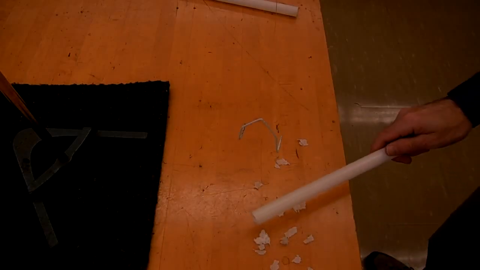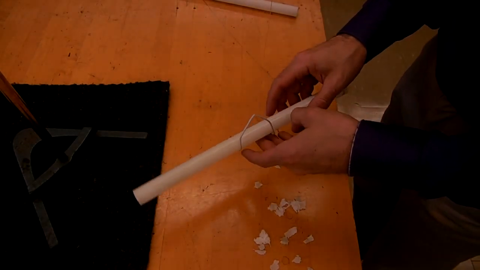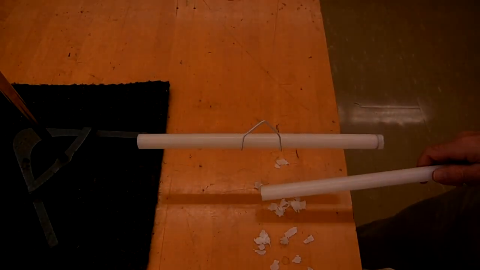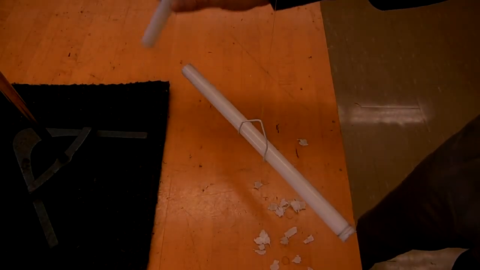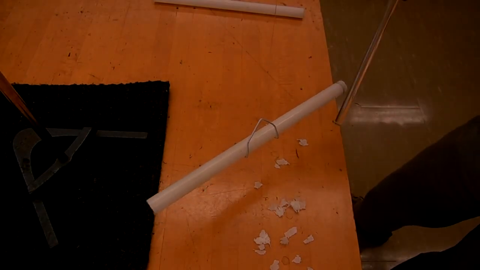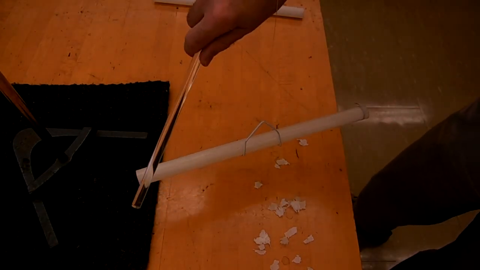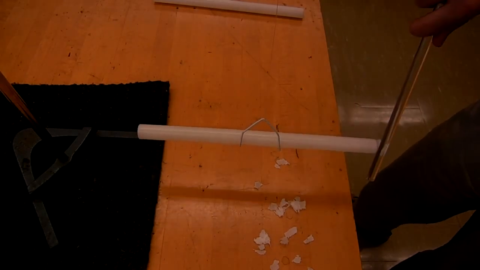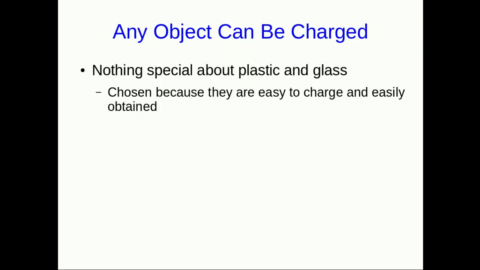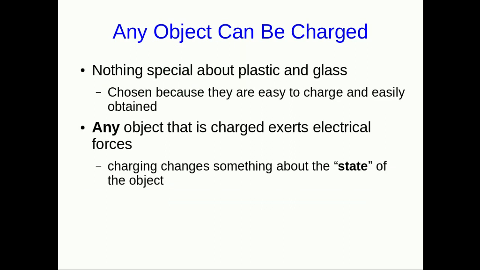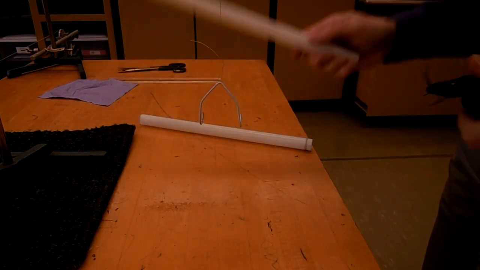Now here I have a neutral piece of plastic, and I'm going to put it on a hanger. And here's another neutral piece of plastic, and note that it doesn't exert any force on the other neutral rod. Also, a neutral glass rod exerts no force on the neutral plastic rod. The point here is that there's nothing fundamental or special about plastic or glass that's making them exert forces. It's that when we rub them with selected other materials, we change their state, and they become this thing we call charged.